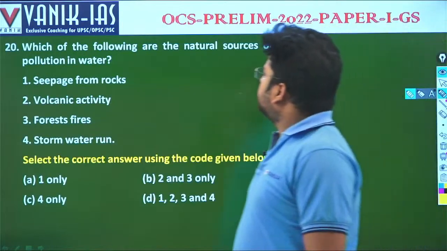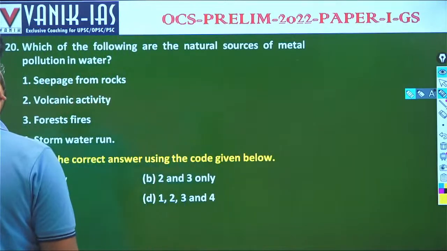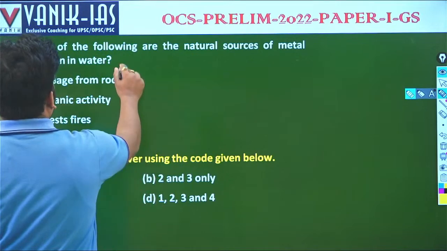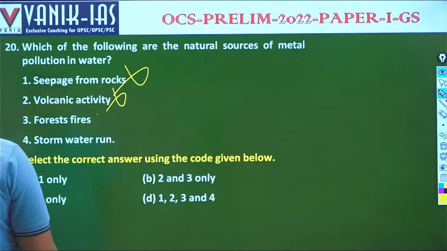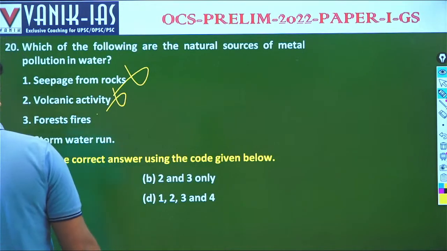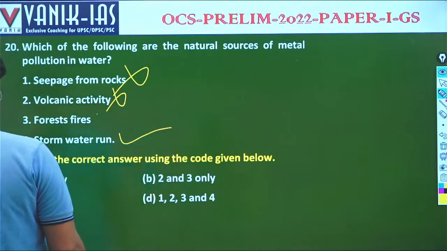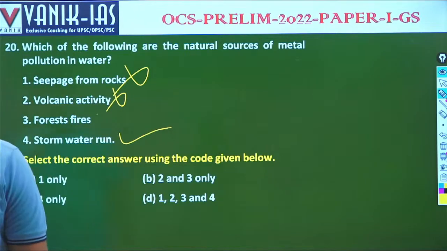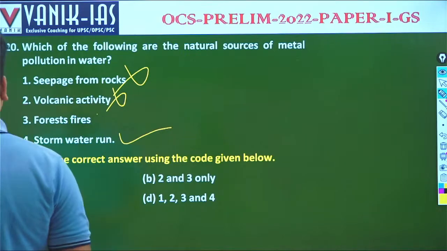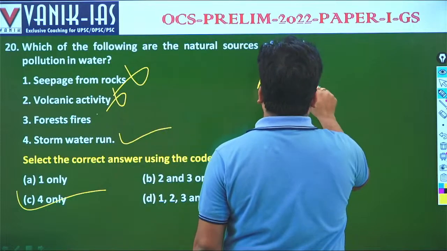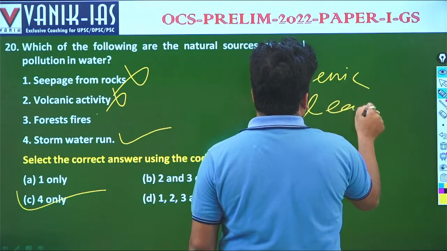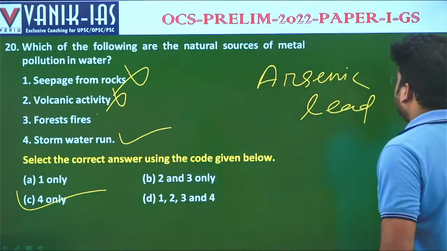Which of the following are the natural sources of metal pollution of water? Seepage from rocks, volcanic activity, forest fires, storm water run-off. Forest fire will not cause metal pollution of water, right? So only option 4 is the answer. Metal pollution means arsenic, lead, mercury. These are heavy metal pollution.